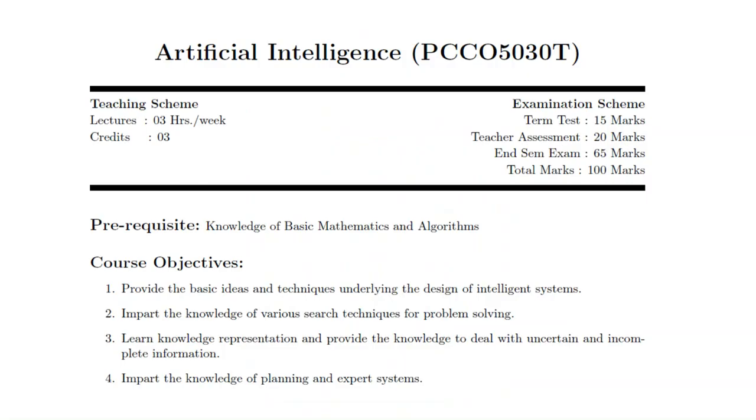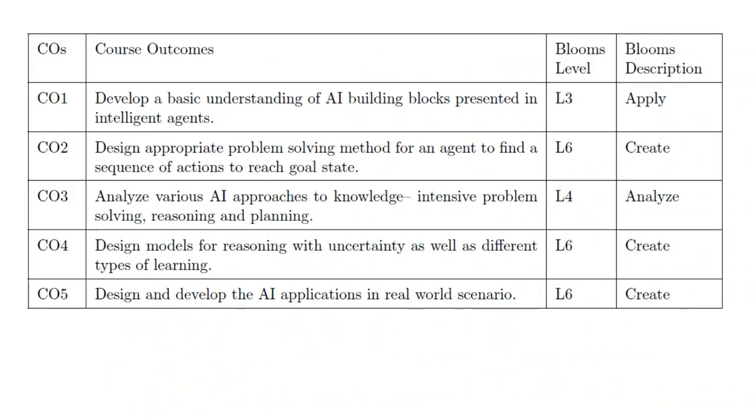So our course objective is to provide the basic idea and technique underlying the design of intelligent systems, impart the knowledge of various such techniques for problem solving, learn knowledge representation, and provide the knowledge to deal with uncertain and incomplete information, impart the knowledge of planning and expert system. And these are the course outcomes.